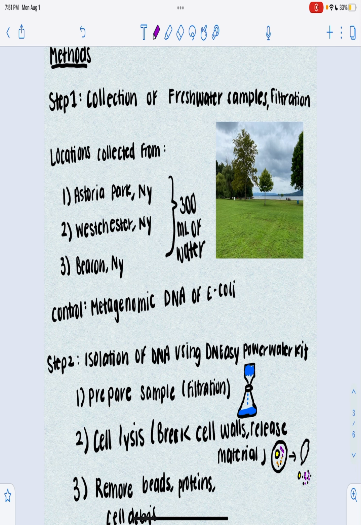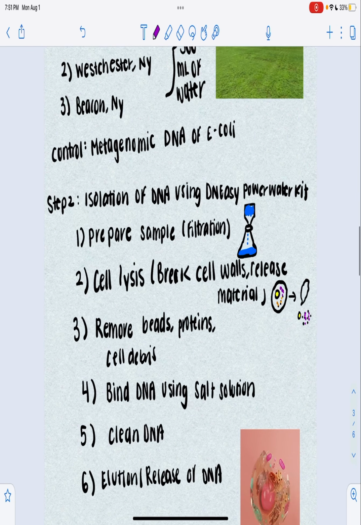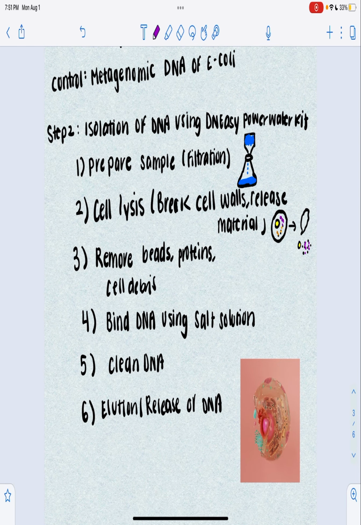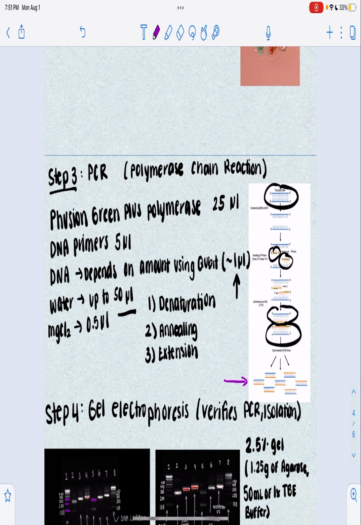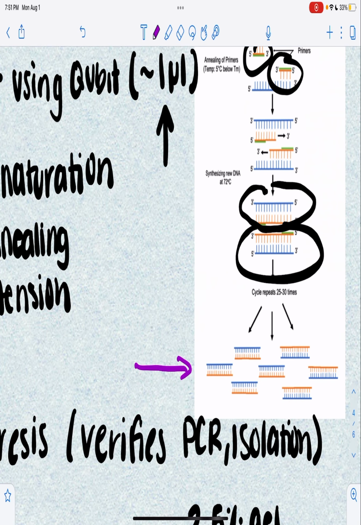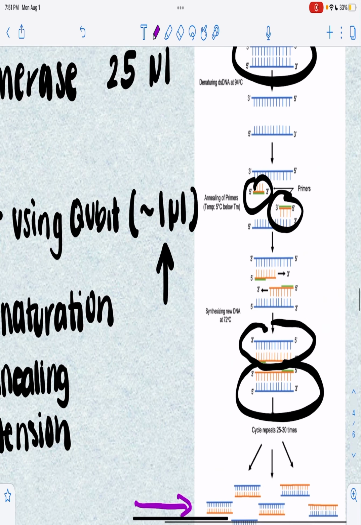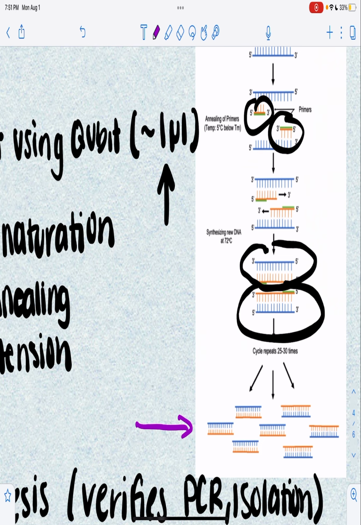What we do is, after the samples have been collected and filtered, we're going to try to isolate the DNA from the water. After isolation of the DNA, we are going to make sure that there's enough copies of the DNA, or that there's enough DNA present in our samples. And we do this through a PCR reaction, or polymerase chain reaction, which basically acts like a printer and makes a bunch of copies of the DNA.